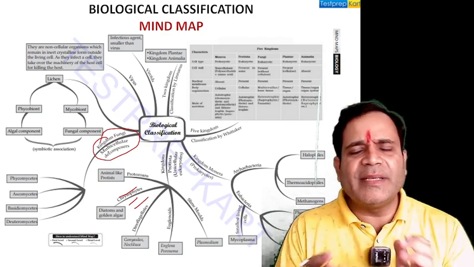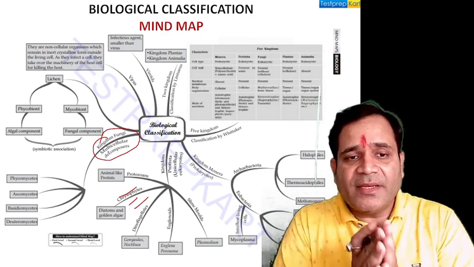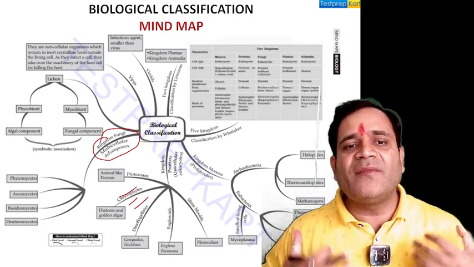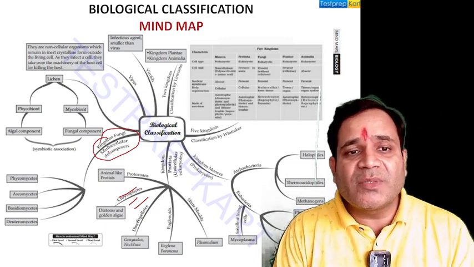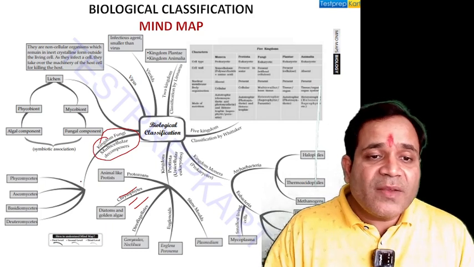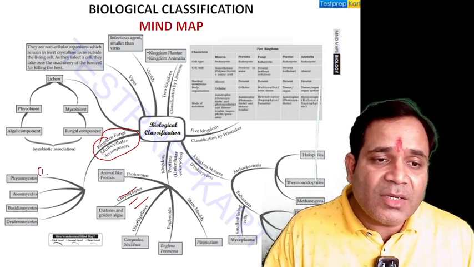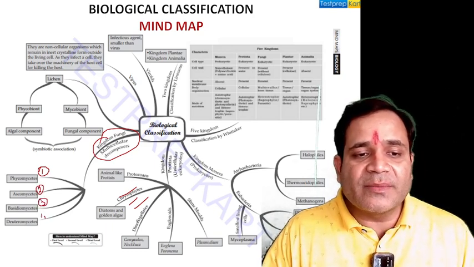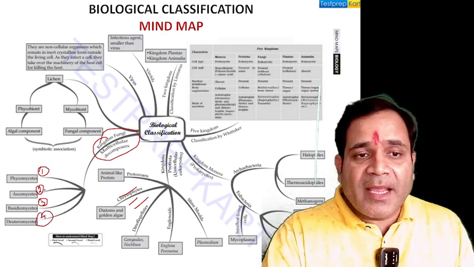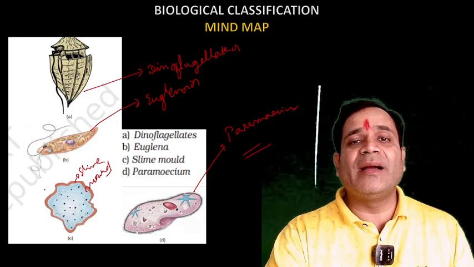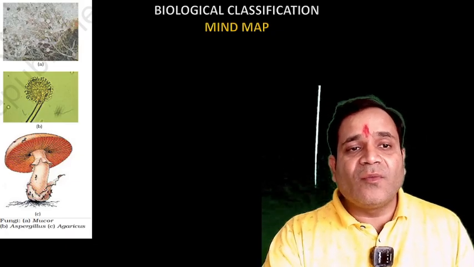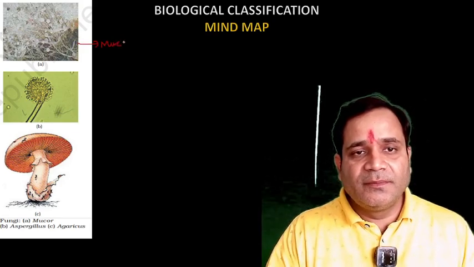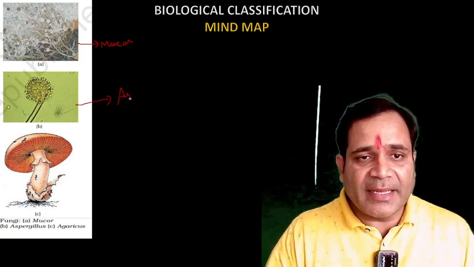Now the kingdom Fungi, my dear, we all know is a multicellular decomposer. If I'm saying the kingdom Fungi, it is a multicellular decomposer, divided into parts: Phycomycetes, Ascomycetes, Basidiomycetes, and the fourth one, my dear, is Deuteromycetes. See, here the example is Mucor.